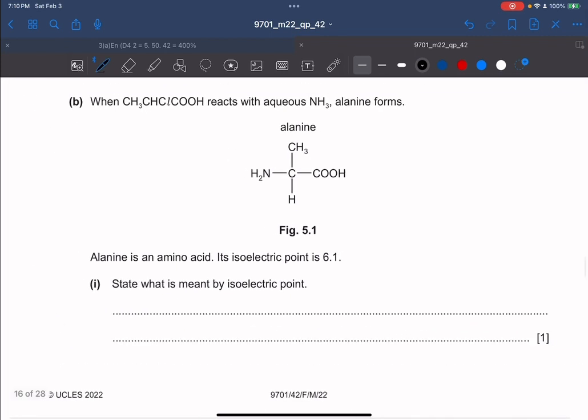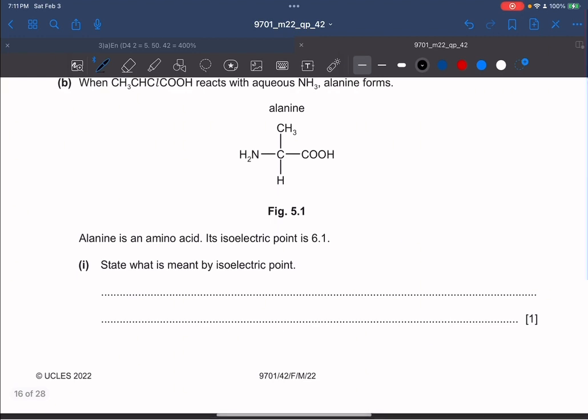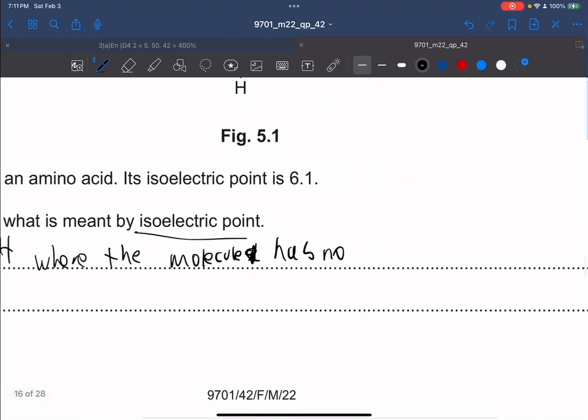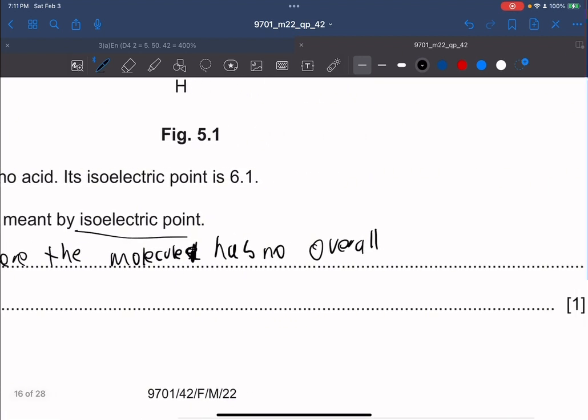Okay, alanine is an amino acid. Honestly, I don't like amino acids. It's a pretty tough topic. But anyways, state what is meant by isoelectric point. Isoelectric point is basically the pH where the molecule has no overall electrical charge.